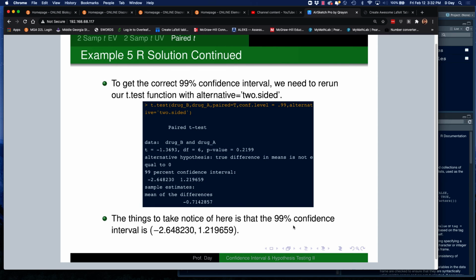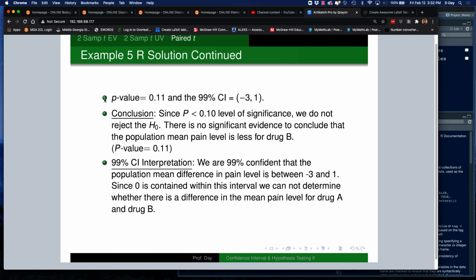So the things to take note of there are that those two values represent our 99% interval, and now we just need to come up with a conclusion for our hypothesis test and an interpretation for our confidence interval. In the R projects, I will ask you to do these things in separate parts, so you won't ever do these things all together at one time. So just let that be known.